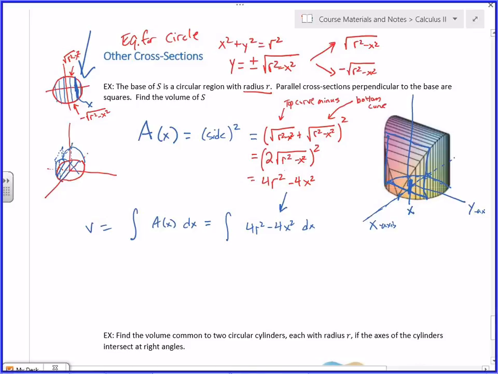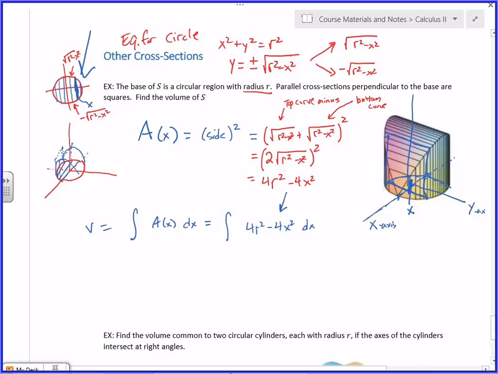Which comes back to this picture. Where am I allowed to move on this axis? How far over here does my x go? Negative r, right? Because the radius r is how far that circle extends to positive r.